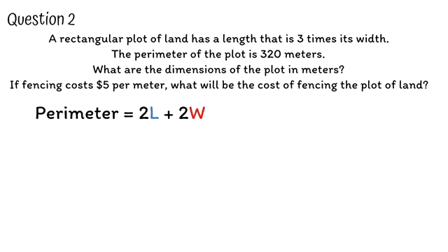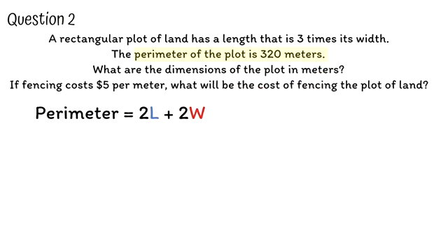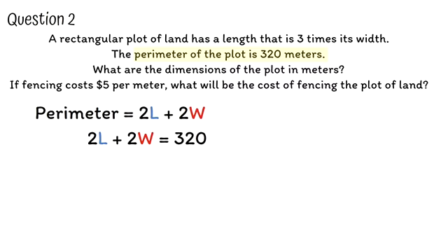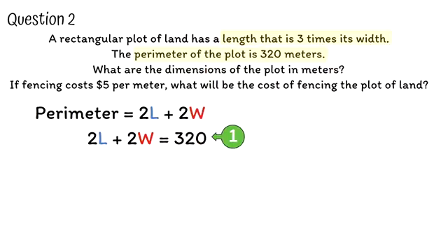Here, we are told that the perimeter is 320. So we have 2L plus 2W equals 320. Let's call this equation 1. We are using L to represent the length of the plot, and W to represent its width. We also know that the length is 3 times the width. So we have L equals 3W. Let's call this equation 2.